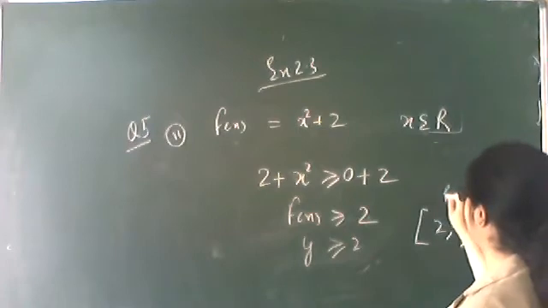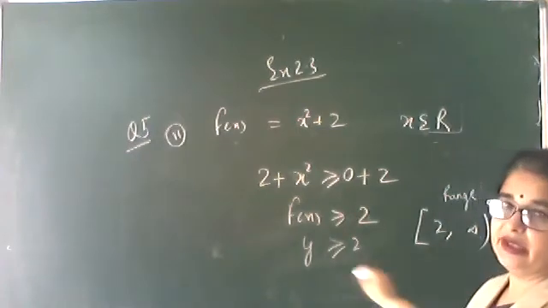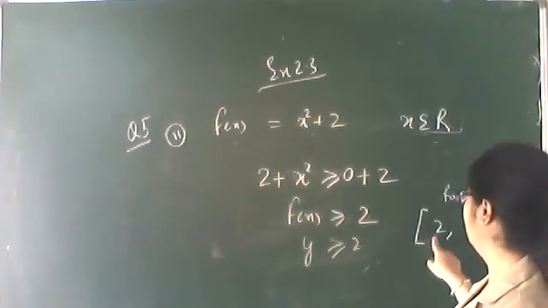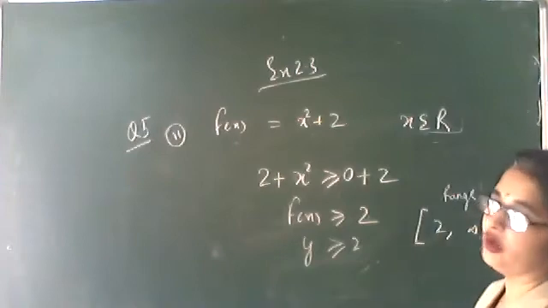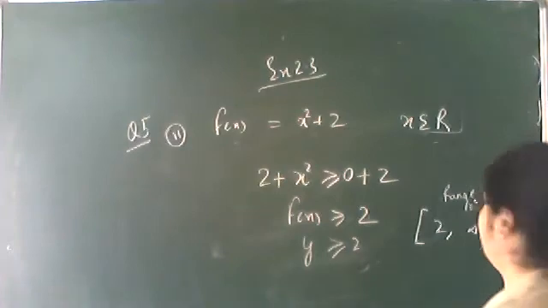Why? Just see, this is your range: 2 to infinity. Greater than 2 and equal to is also coming. That's why I have taken the closed interval. So this 2 will be included, and infinity, I told you, is never included. So this will be the range. Now come to the third part.